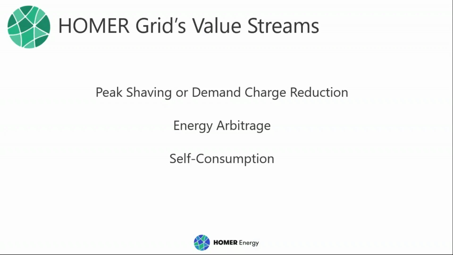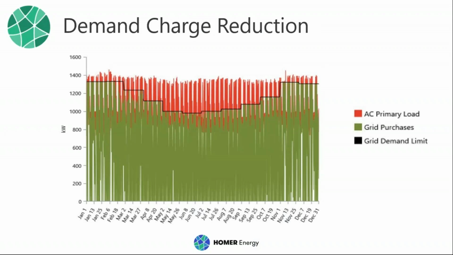And self-consumption is the third value stream. So a battery, which may complement perhaps an oversized PV system, will help maximize the self-consumption. So we'll go into these value streams one at a time, talking about demand charge reduction.